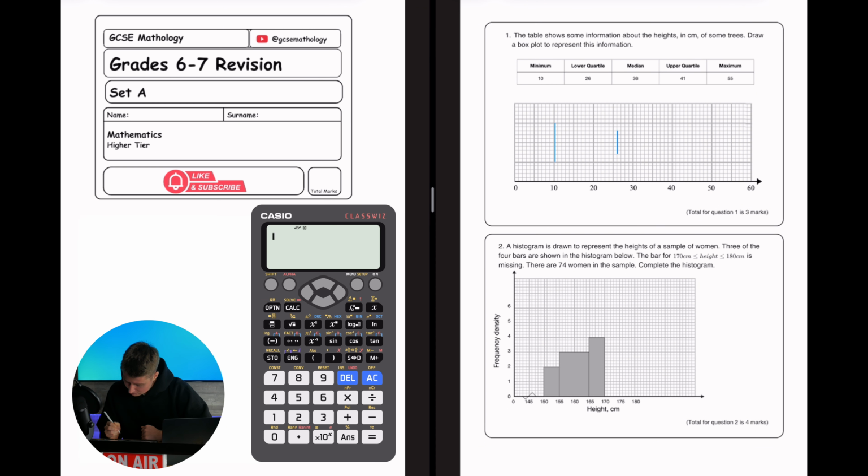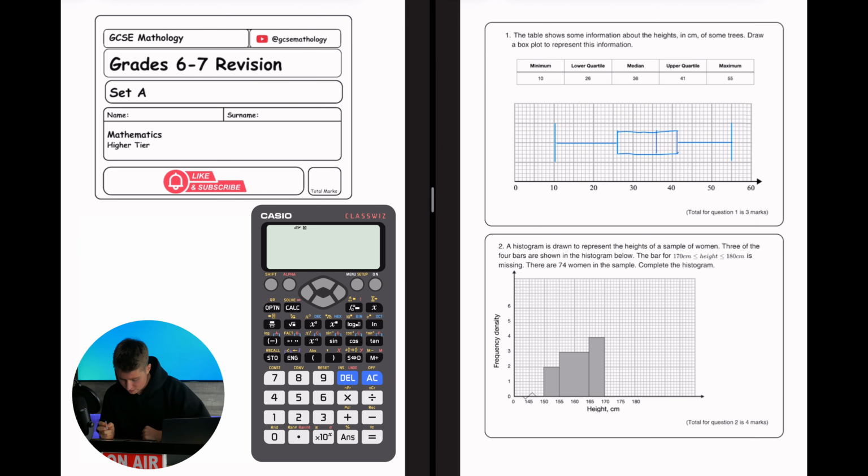The next one is the median, which is at 36, which is here. Then we've got the upper quartile, which is 41. And then we've got the maximum at 55. Then we draw horizontal lines between the three vertical lines in the middle. And then we join the two ends either side to form a box plot.